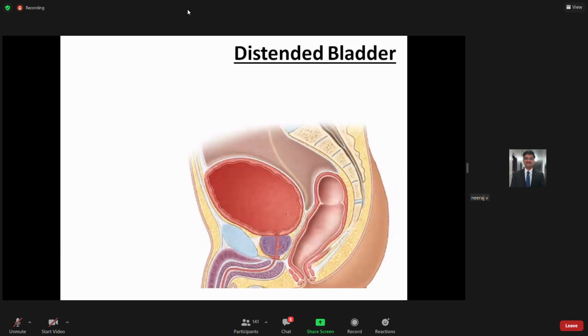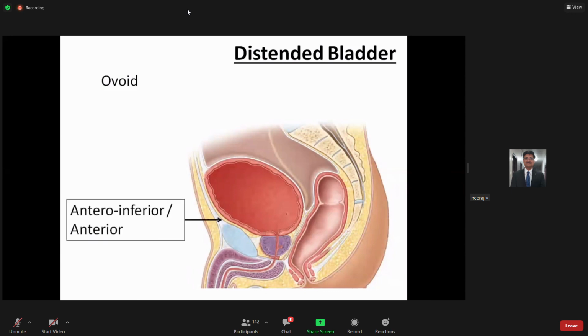If you see in this picture, this is the pubic symphysis. Here, this is the prostate again. This is the prostatic part of the urethra in males. Here is the location of your rectum. Now, if you talk about the distended bladder, it is no more maintaining its tetrahedral shape. Now, it is more or less like an ovoid structure.